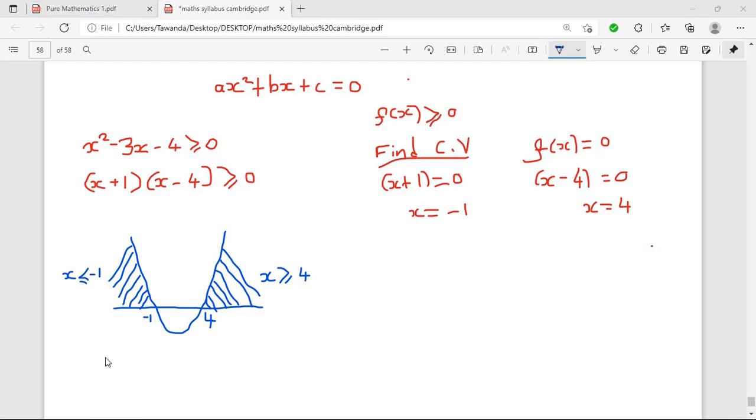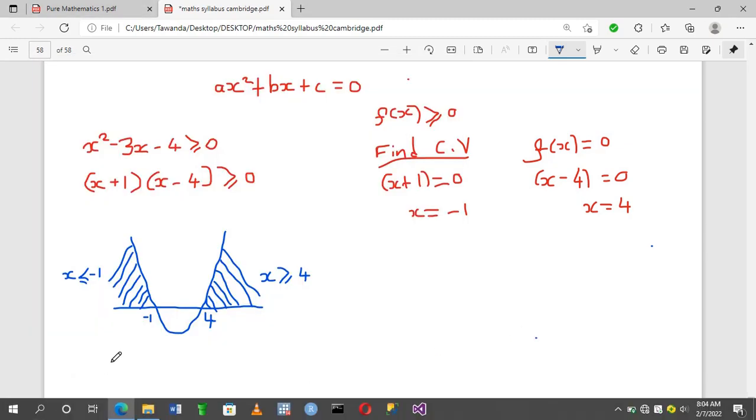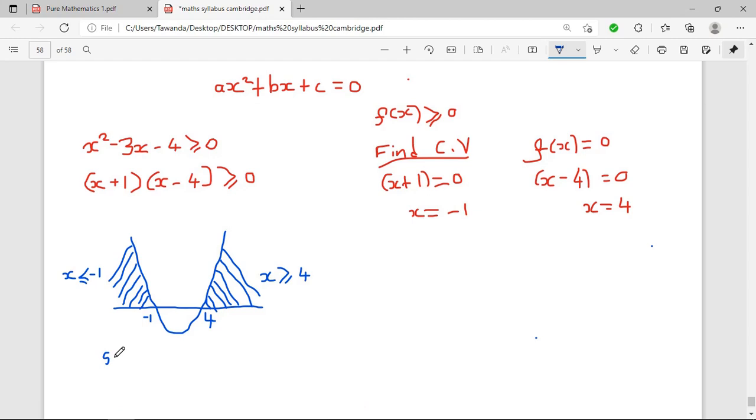So how do we write our solution? We combine the two. So our solution is x less or equal to minus 1, union, we combine with union, x greater or equal to 4. So this one is our solution.